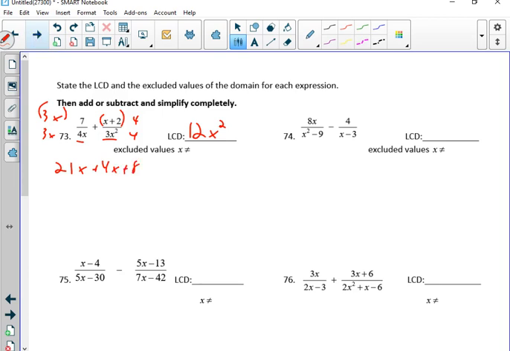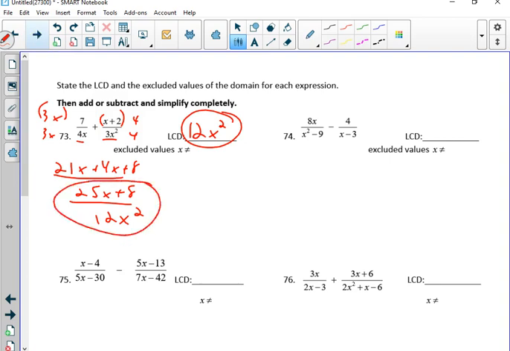Now, if you want to, you can write 12x squared here, and you can do it every step along the way. And if you're forgetful, I suggest you do that. I personally just put it on at the end, but don't forget, this is your new denominator. It's got to be in the answer. A lot of people in the test did not do that. They just did the top. The top goes over the LCD. So here, that's 25x plus 8 over 12x squared. Final answer.